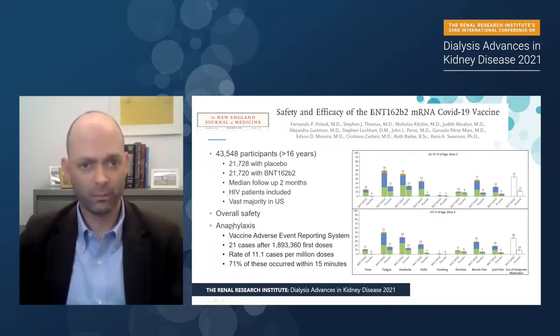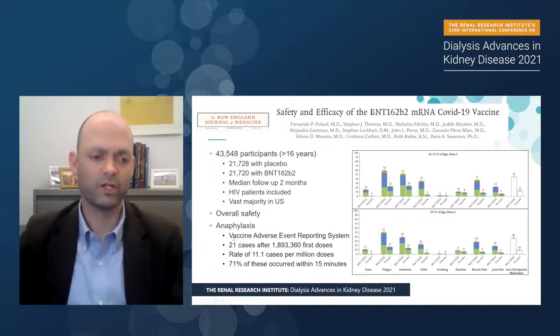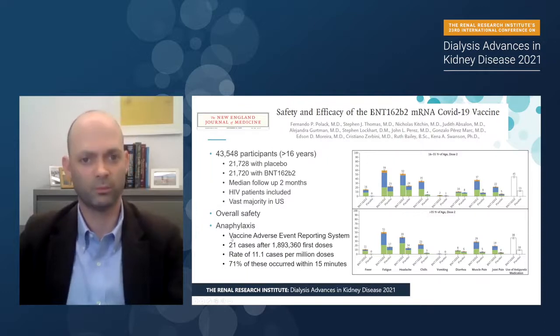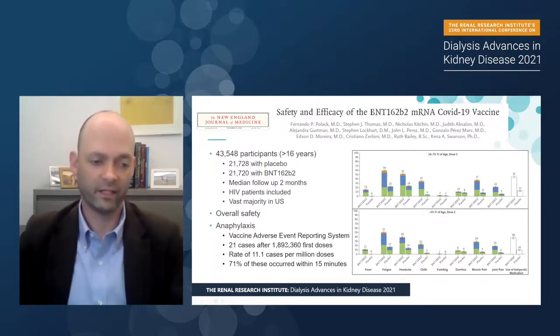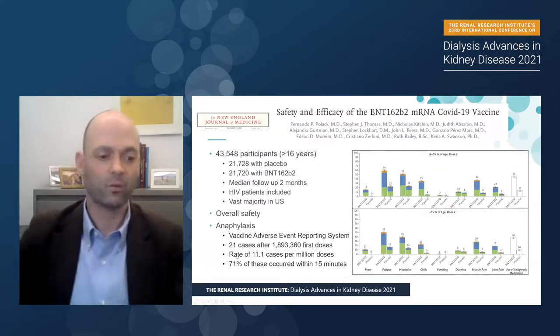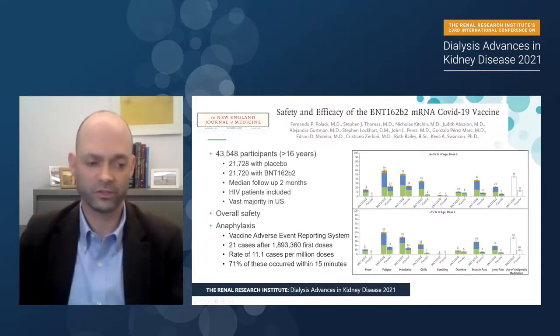Now, there were some reports of anaphylaxis, and this was largely identified after approval or the emergency use authorization of this vaccine through the Vaccine Adverse Event Reporting System set up by the CDC and the FDA. They found 21 cases of anaphylaxis after almost 2 million doses, which was a rate of 11 cases per million doses. And 71% of those cases occurred within 15 minutes.